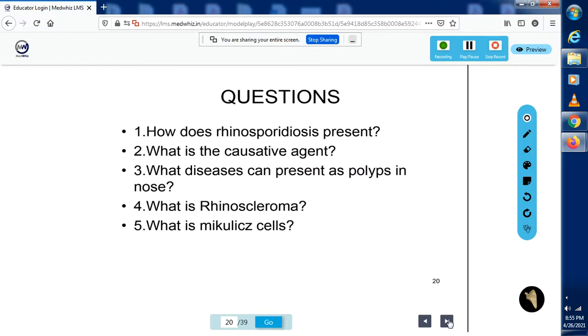And the questions to be answered are: how does rhinosporidiosis present? What is the causative agent? What diseases can present as polyps in the nose? What is rhinoscleroma? And what are Mikulicz cells?